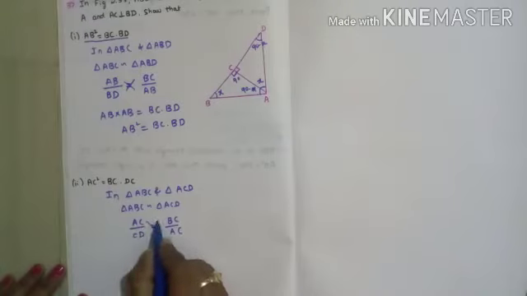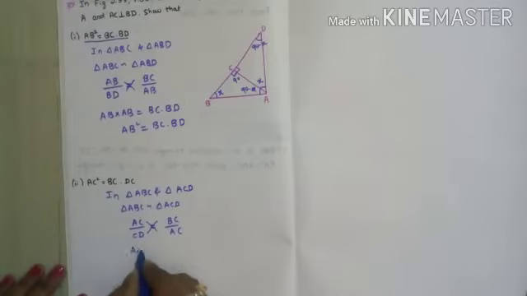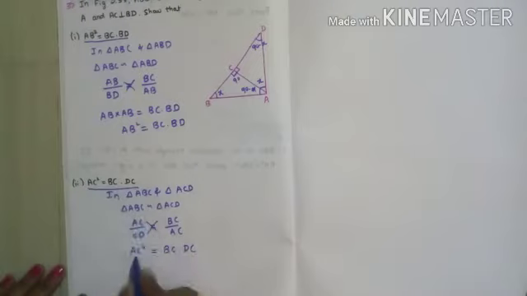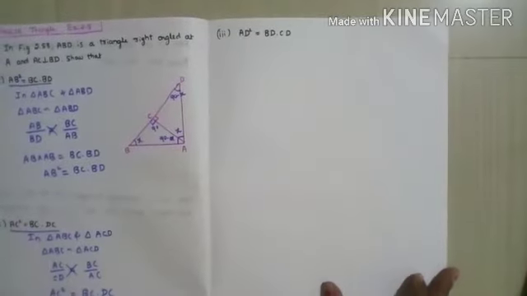Just cross multiply it. So if you transfer here, AC square is equal to BC into CD. CD you can write as DC also, because we want the result AC square is equal to BC into DC. This is the result we got. Now we'll see the third result, how we have to prove it.